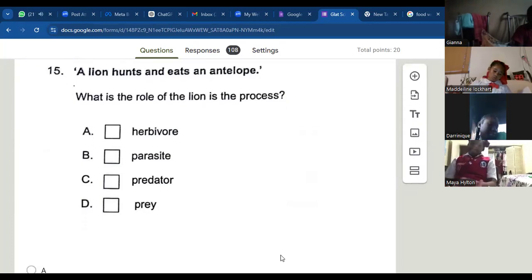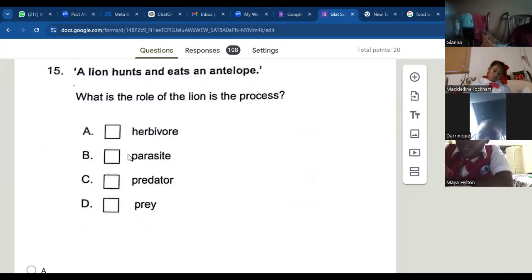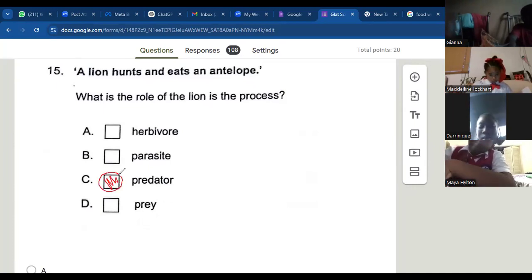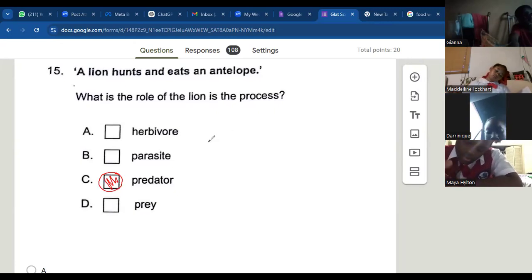Okay. Now, if the lion is the predator, who is the prey? The antelope. The prey is the antelope. Very good. And what is a herbivore? A herbivore is an animal that only eats vegetables. Very good. And go ahead, Seth. Are you finished? Okay, good.